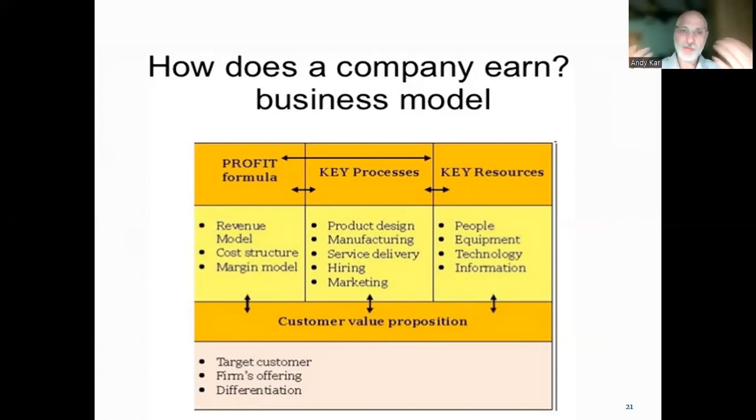We have a firm offering, and we need to differentiate our product from what our competitors do. So one thing that we need to do is to understand what our customers' needs are. We need to have a customer-centric approach in our business. And of course, we need to understand what's going on in the market.